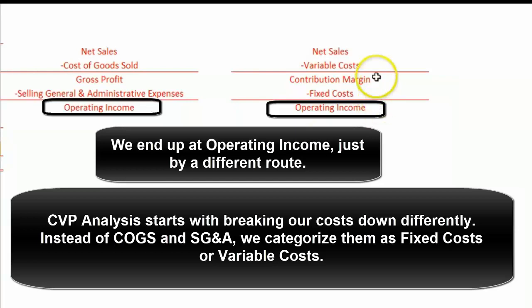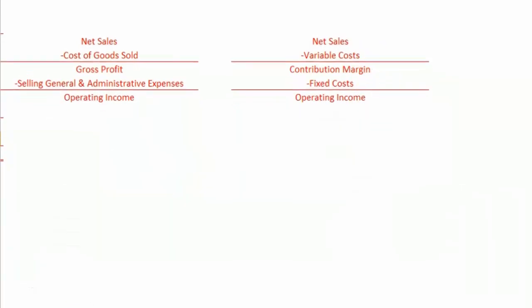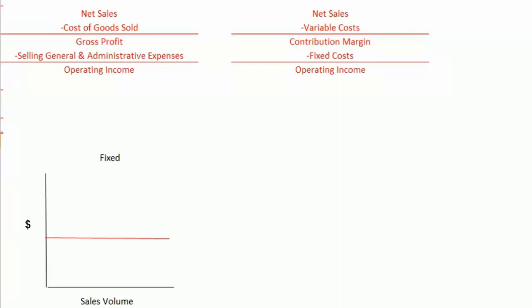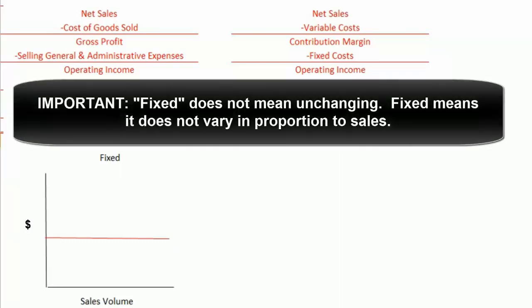And what do we mean by fixed costs and variable costs? A fixed cost is a cost that does not vary in proportion to sales volume. So I have an airline and I book straight line depreciation on my airplanes. The more passenger miles I fly, the more sales I have. It doesn't affect my depreciation. It might change. I might buy a plane or I might sell a plane, but it doesn't change in proportion to my sales volume.